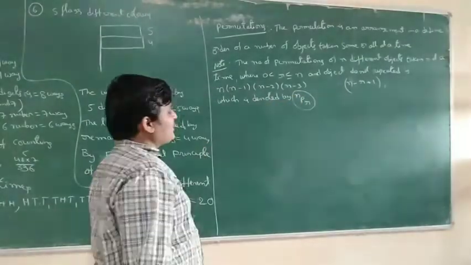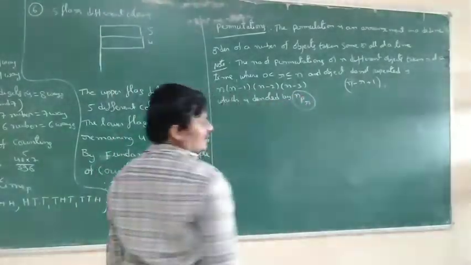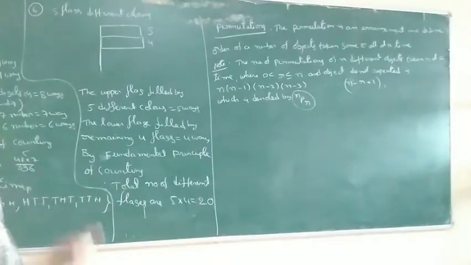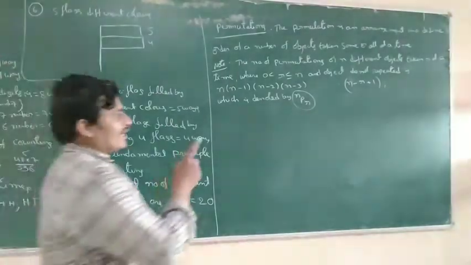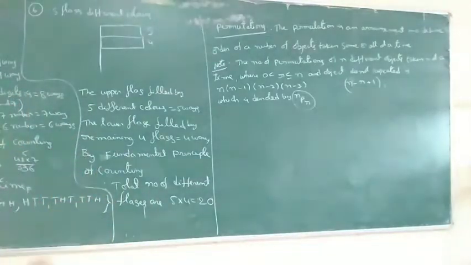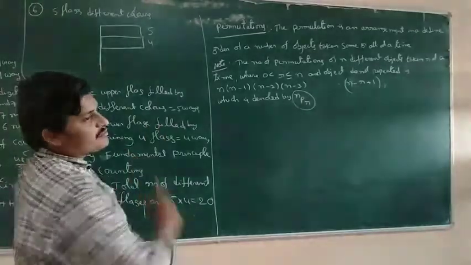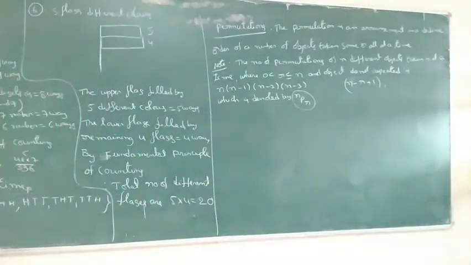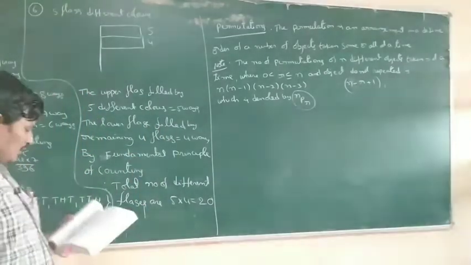Permutation symbol is P. N objects taken R at a time, arranging the R objects out of N objects taken R at a time. The formula is nPr, simply nPr.